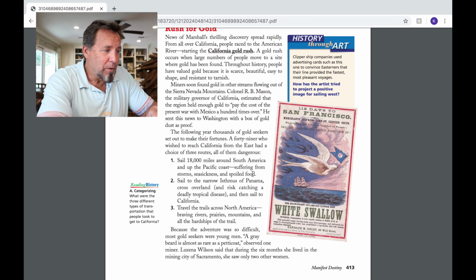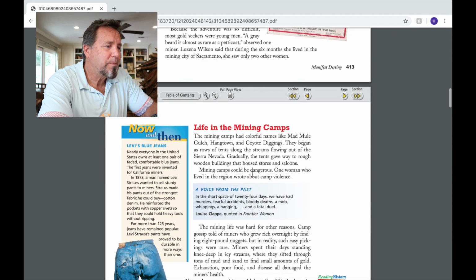So three very long and dangerous trips in order to get from the East Coast to the West Coast in order to get the gold in California. But people were willing to do it. They were so sure of the fact that they were going to find gold and get rich, they were willing to do that. So go on and go to page 414.